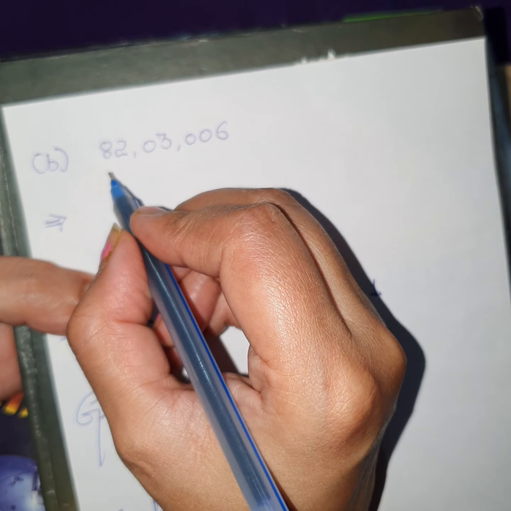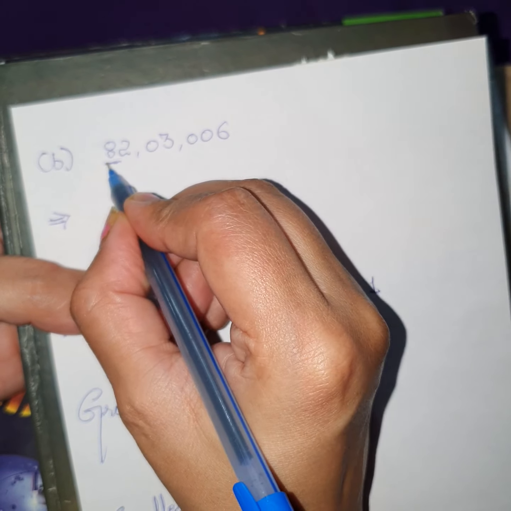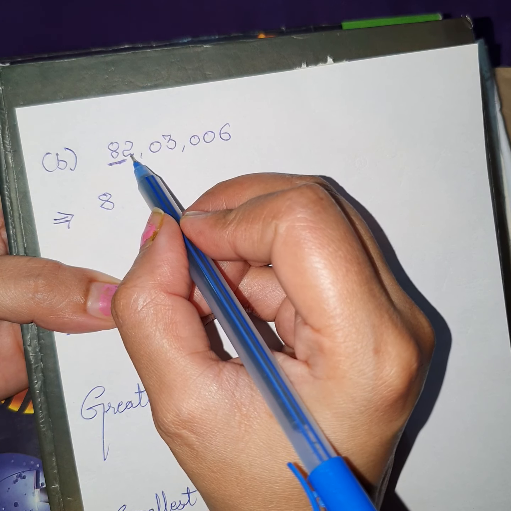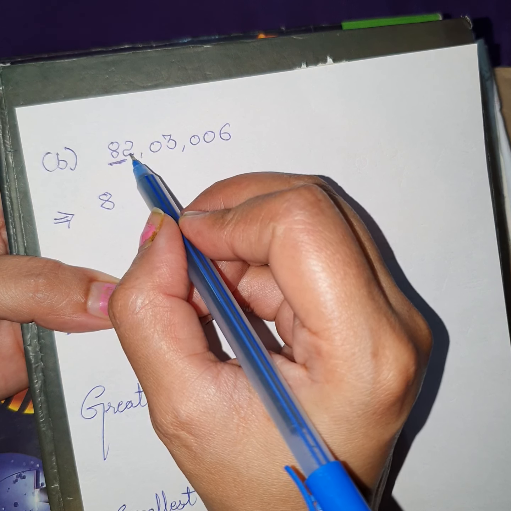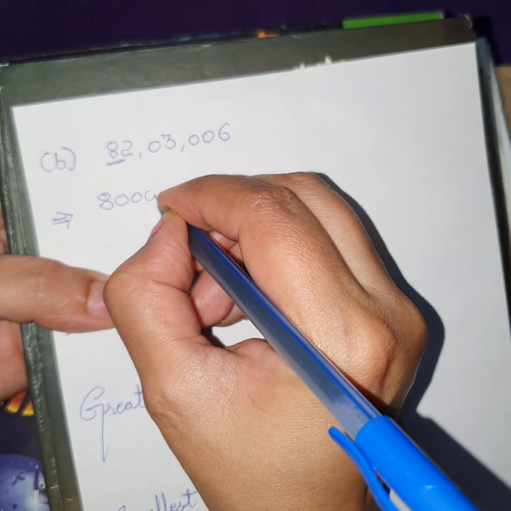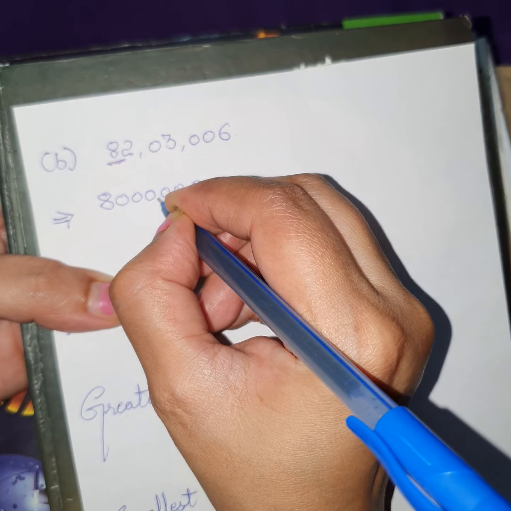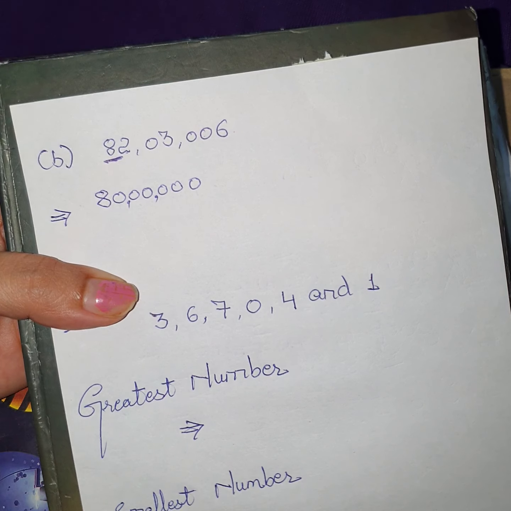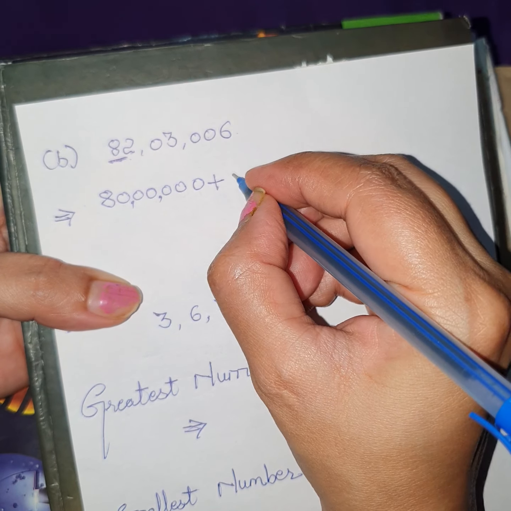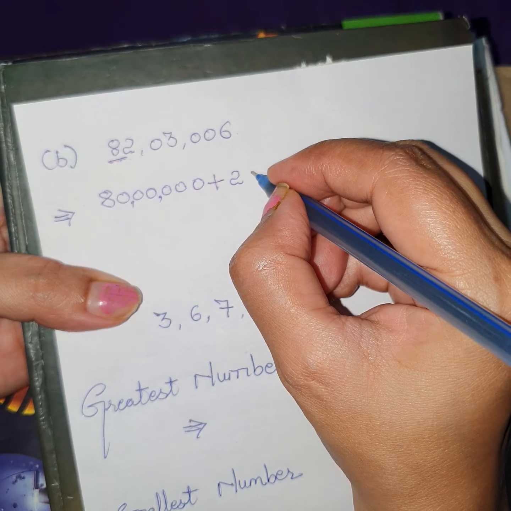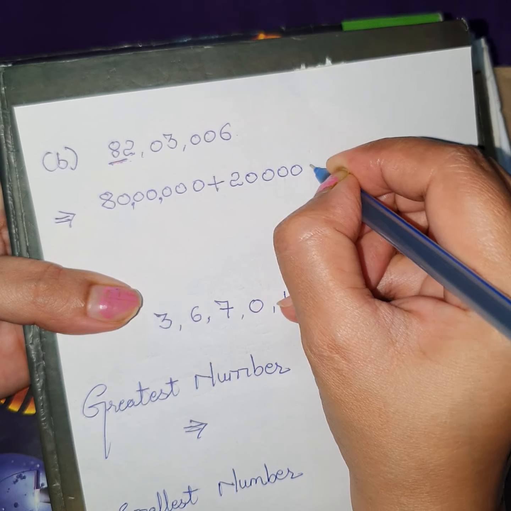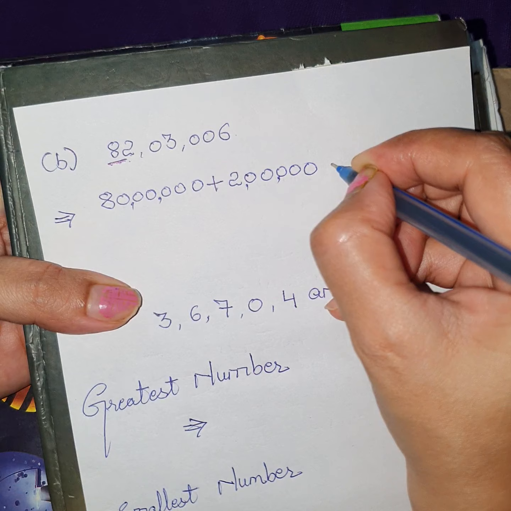First of all, we will be writing the digit 8. It is on 10 lakhs place. So, how many digits are there after 8? 1, 2, 3, 4, 5, 6. So, 6 zeros will come. You can put the commas like this. 80 lakh. Then after 8, digit 2 is there. It is on lakhs place. Then 2. And in lakh, 5 zeros come. 1, 2, 3, 4, 5. So, like this you will write 2.